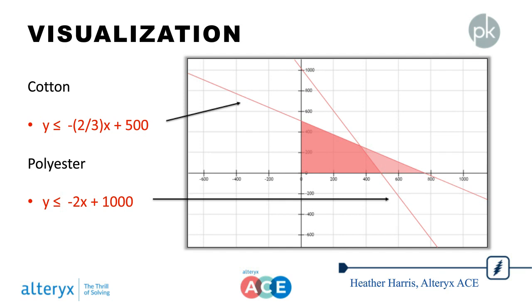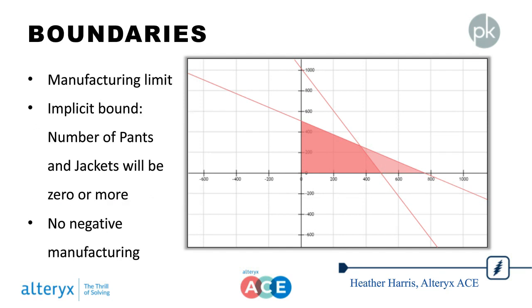And we just assume that our y and x are going to be positive because we're not going to have a negative number of pants. So for this particular problem, we can just assume that our axes are also our limits. And I say that here, that we have this implicit limit, no negative manufacturing.